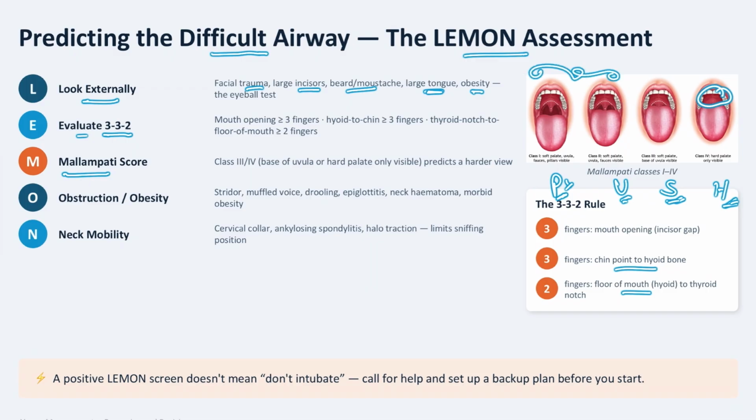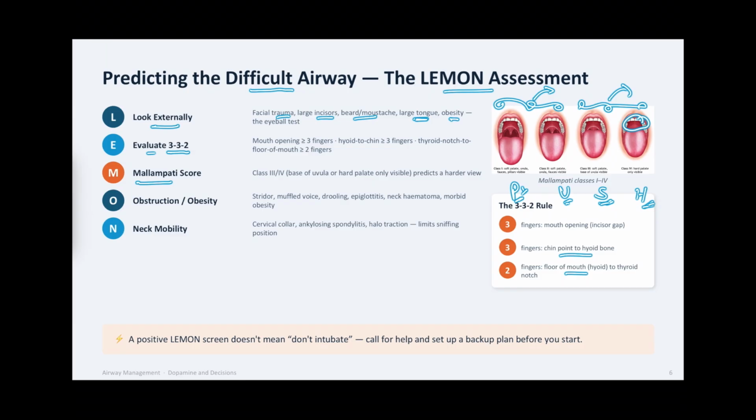Class 1 and class 2 are basic ones, and it is easier to intubate these patients. Whereas class 3 and class 4 must point out that the patient has a difficult airway. Remember that Mallampati is only one component of the assessment. Never rely on it alone.